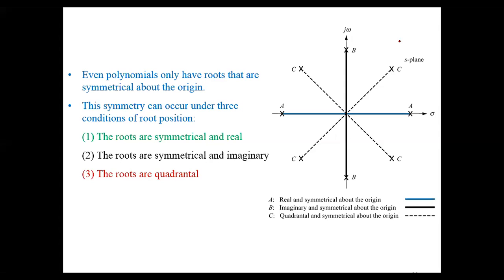Thus, the row of zeros tells us the existence of an even polynomial whose roots are symmetrical about the origin. Some of these roots could be on the j omega axis. On the other hand, since j omega roots are symmetrical about the origin, if we don't have a row of zeros, we cannot possibly have j omega roots.